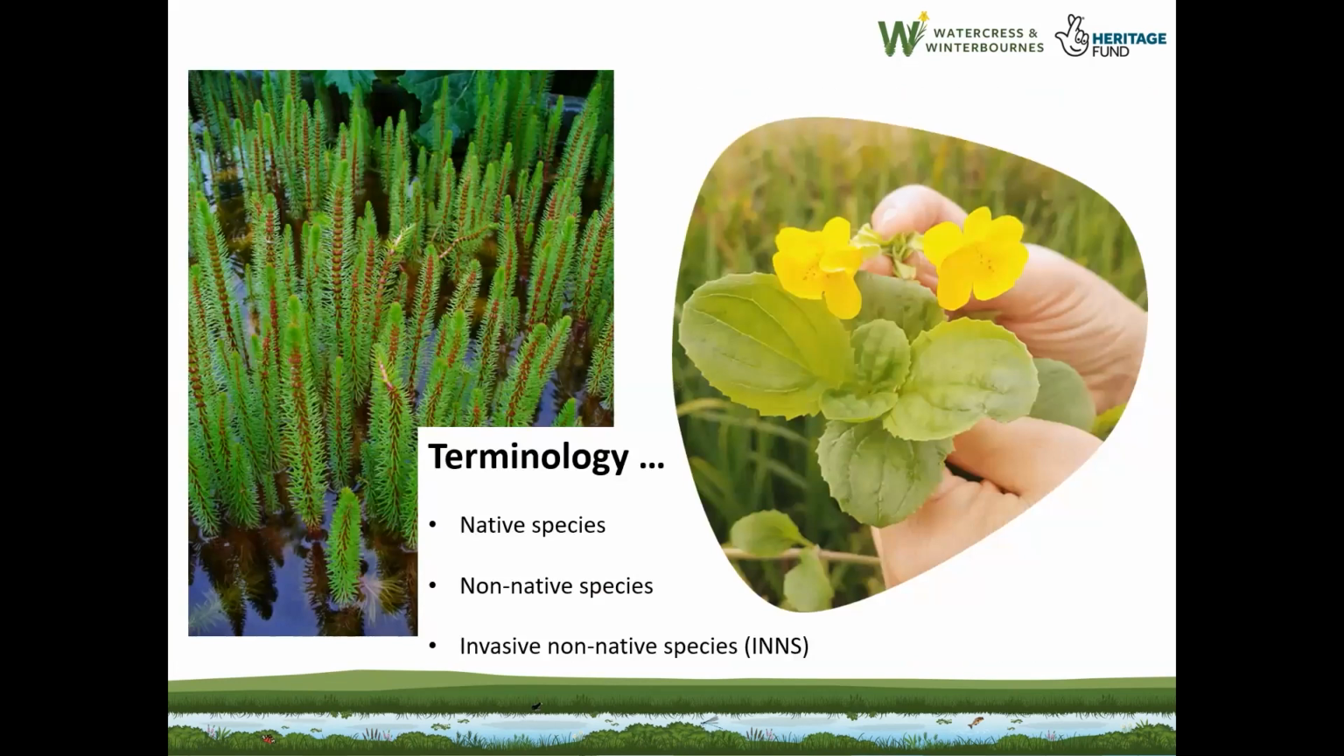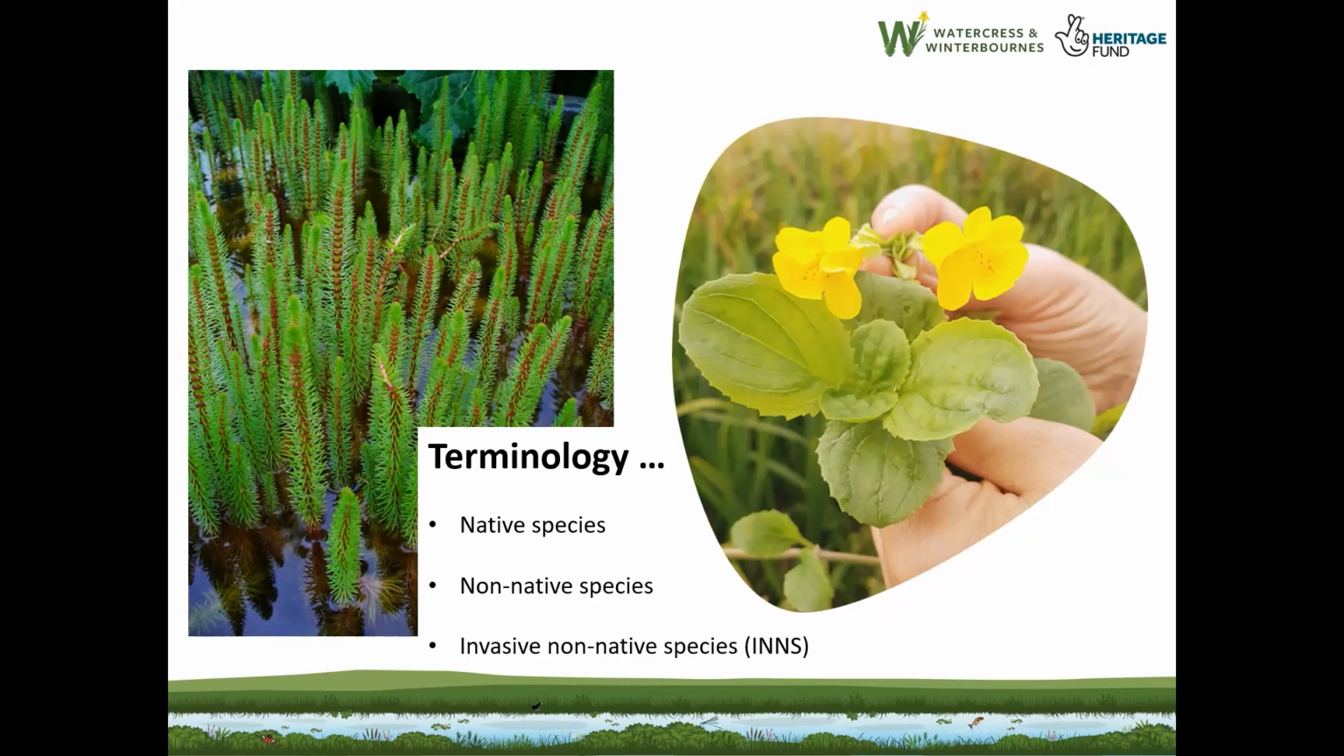So I'm going to go through the three terms that we use: native, non-native, and invasive non-native. Sometimes you'll see it written down as INS, INNS. We tend to use that quite a lot in our project. So that's just the acronym for invasive non-native species. And I've put two pictures up here. So there's two plants that you find on our chalk streams in our headwaters. As you're looking at them, you're sort of thinking, well, one of them is an invasive non-native plant, and one of them is a native plant.